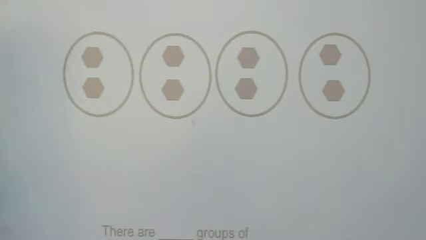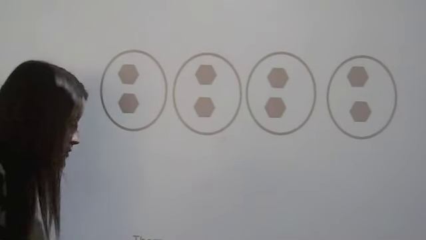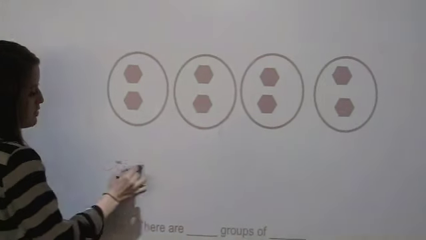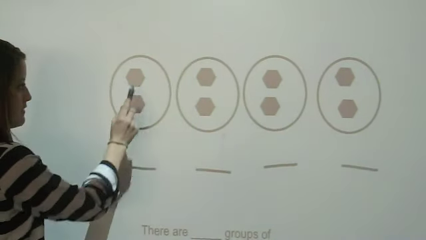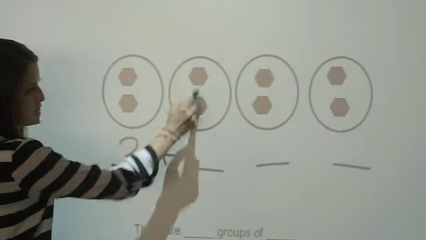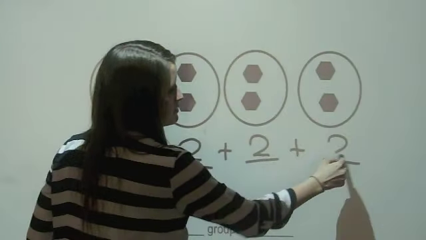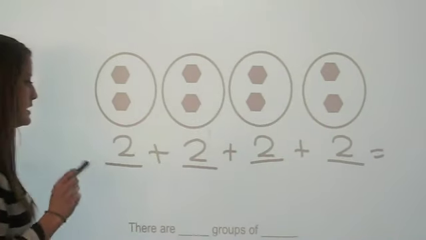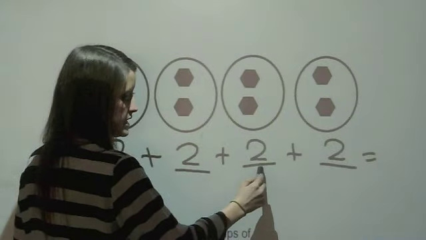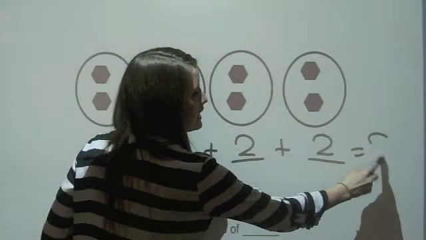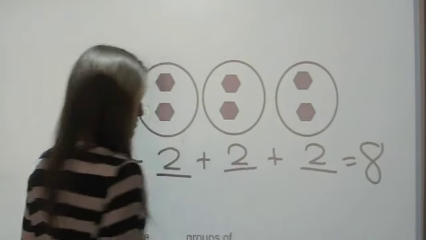Awesome. So, now that we have our equal groups, we can add these together using repeated addition. So I have 1, 2, 3, 4 groups, and in each group I have 1, 2, plus 2 in this group, plus 2 more in this group, plus 2 more in my last group. Let's use that repeated addition. Ready? 2 plus 2 is 4, 4 plus 2 is 6, 6 plus 2 is 8. Awesome. 2, 4, 6, 8.